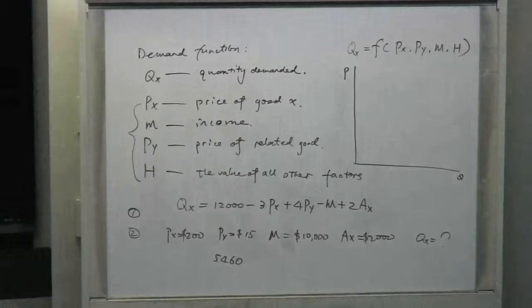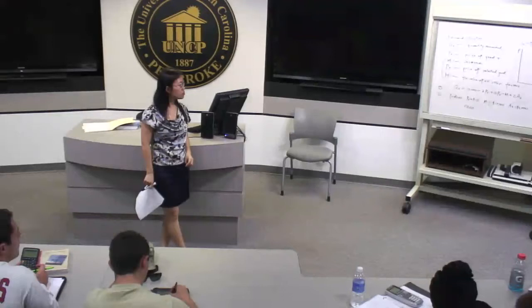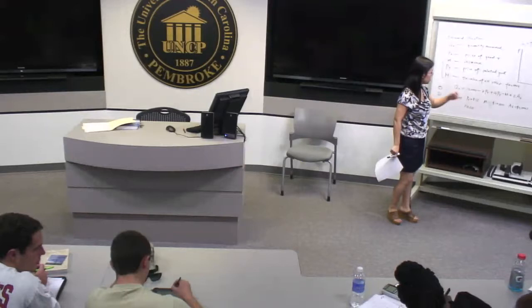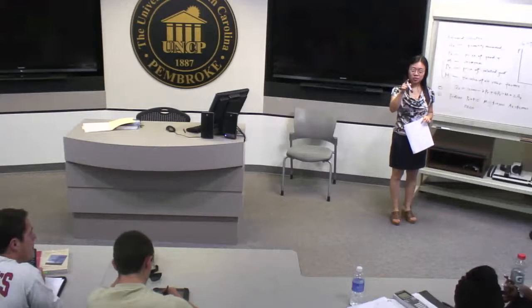So it'll be 15 for the P. 15 for the PY? Or PX, it would be PX, right? 200? So what do we do now? You guys? That's a good question. What do we do with this?